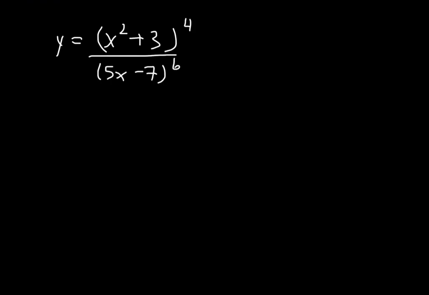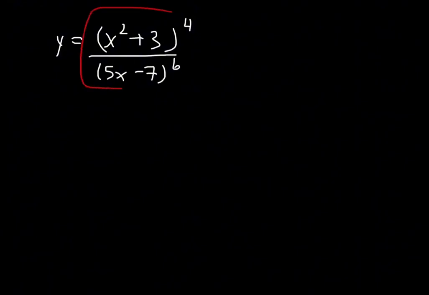We can use logarithmic differentiation not just for power and exponent. We can use it on quotient and product. So let's try this for example. So y is equal to x squared plus 3 raised to the power of 4 all over 5x minus 7 raised to the power of 6.